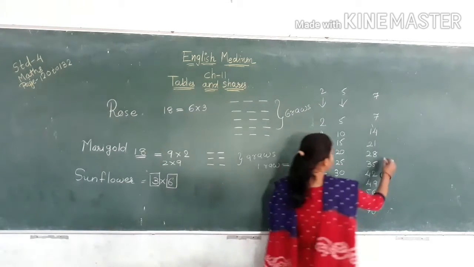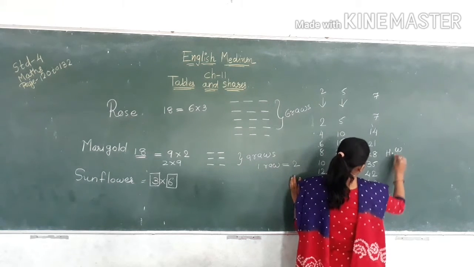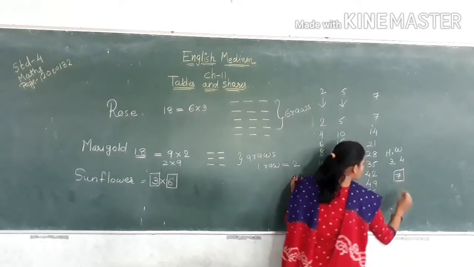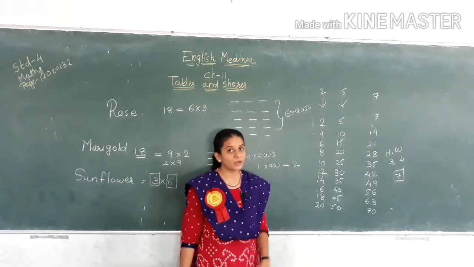That is the first one. Next one is a homework. You try with the 3 and 4 tables and make the 7 table. Okay? It is your homework.